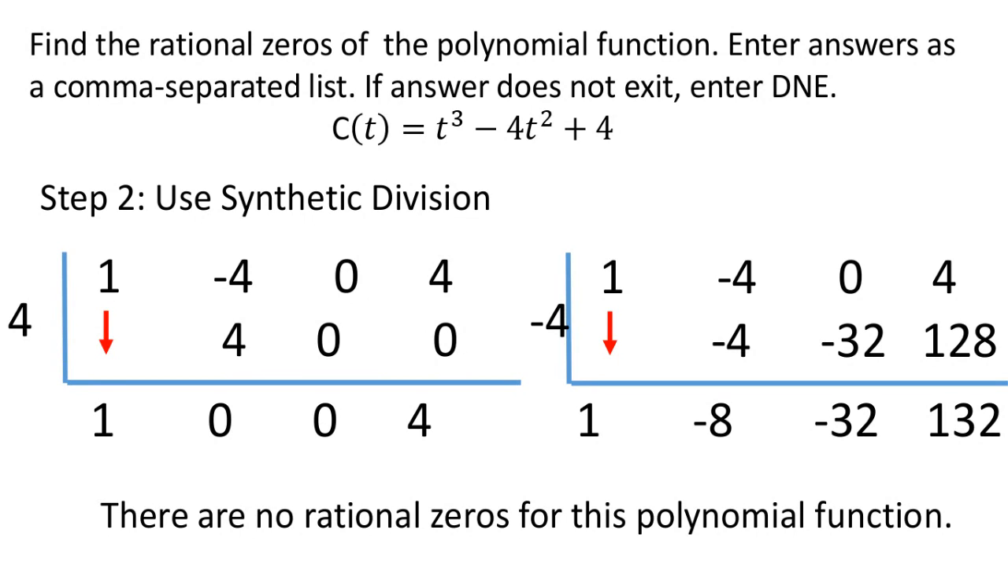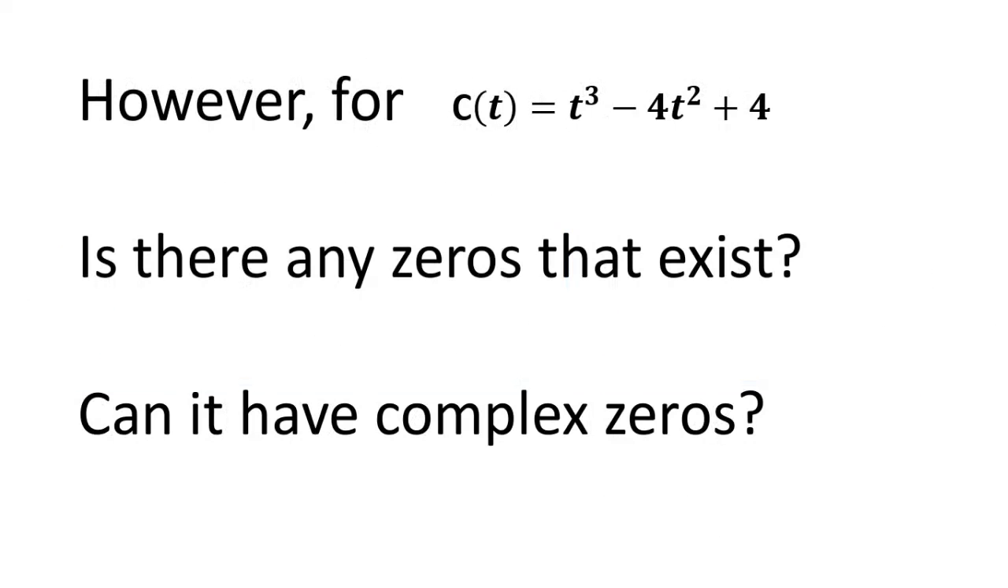So if you see 4 and -4 don't work. 4 gives us a remainder of 4, and -4 gives us a big remainder of 132, so the -4 won't work. So Gabriela says 2 is going to work. So let's see here.